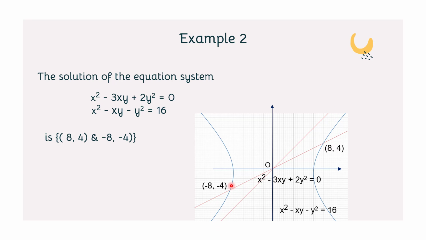And from the other line, we get two solutions, meeting the hyperbola at minus 8, minus 4, and 8, 4. So that's how we can describe the position of the curve, the quadratic, and the two lines, which is also a quadratic. So this is the system and the solution.